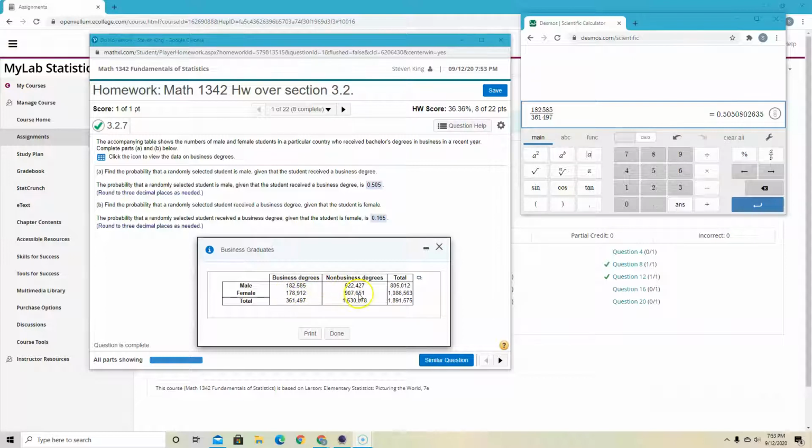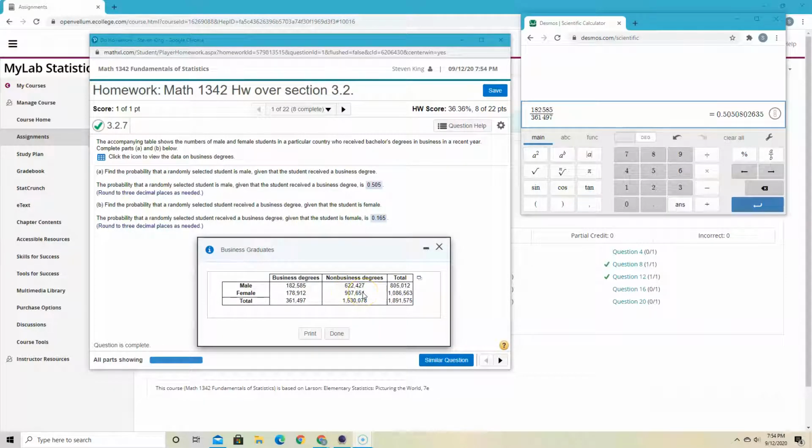Those are all the females together. Either they had business degrees or they did not, and together the business degree females and the non-degree business students who are females, they add up to this many. So what's the probability? They could have asked, what's the probability that they don't have a business degree? And then we would have put the number of females.